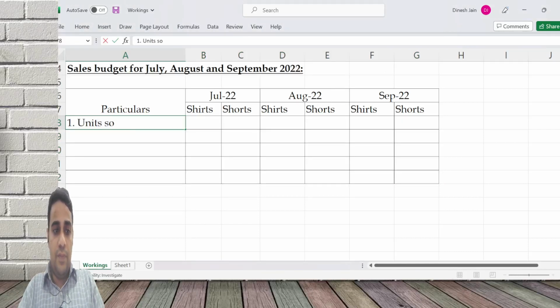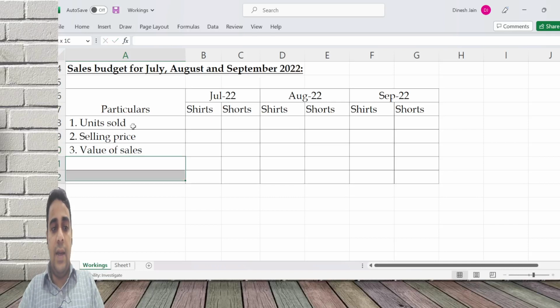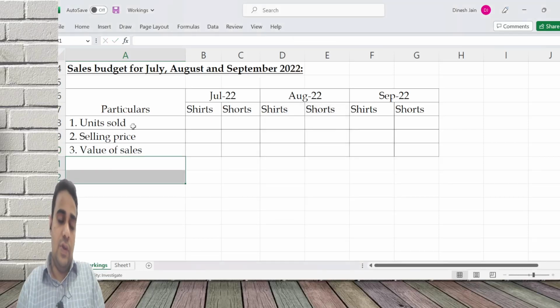Units sold, selling price, value of sales. The question has the data. Please factor that in and do this: units sold, selling price, and value of sales.